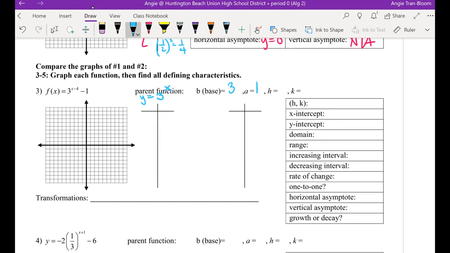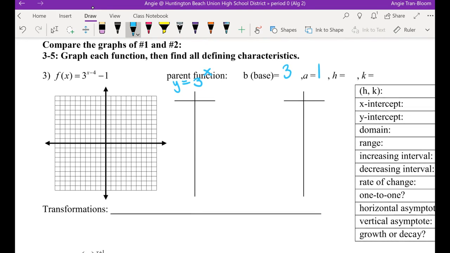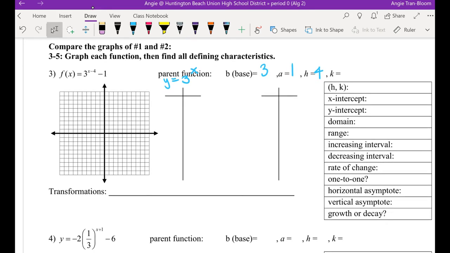H value is what? It's x minus 4, so it should be positive or negative? Positive 4. Then you have a minus 1 at the end. That gives me a k value of what? Negative 1, just like that. And we are going to use x and y for inputs negative 2, negative 1, 0, 1, and 2.